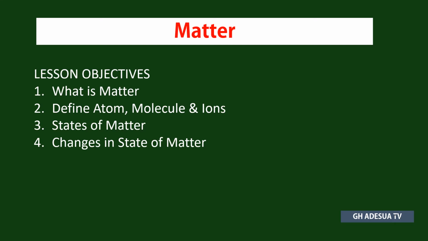So we start with matter. Now the lesson objectives. We'll be looking at what matter is. We'll try and understand what the atom is, the molecule, and ions. Then we'll come to states of matter: solid state, liquid state, gaseous state. Then finally we'll look at the changes that take place from one state to the other.